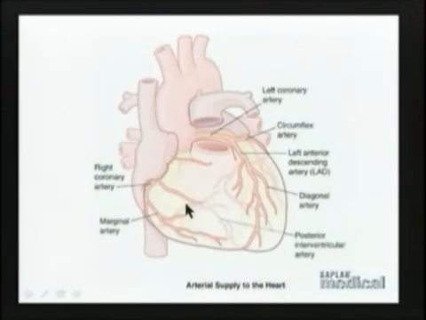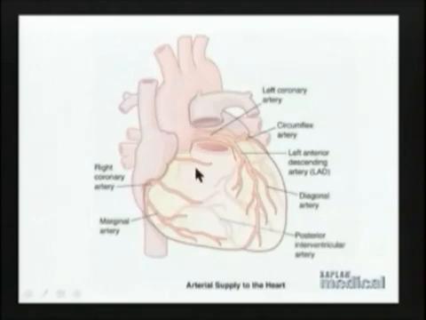While on the back of the heart, it gives off a branch that enters the interventricular sulcus on the posterior wall of the heart, and that's called the posterior interventricular artery. Sometimes it's also called the right posterior descending artery. Since it's interventricular, that means it's sitting between the two ventricles. What it will supply is the two ventricles, right and left ventricle, posterior wall of right and left ventricle, and the posterior part of the septum. Okay? So that's what the right coronary does.